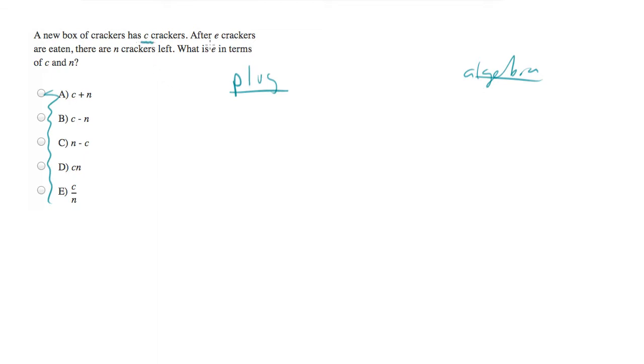We start with C crackers, E are eaten, and there are N crackers left. Start with C, subtract E, we have N left. And solving this problem is going to be as quick as figuring out numbers we can plug in which work. I'm going to try 5. We start out with 5, we eat 3, and there are 2 left.